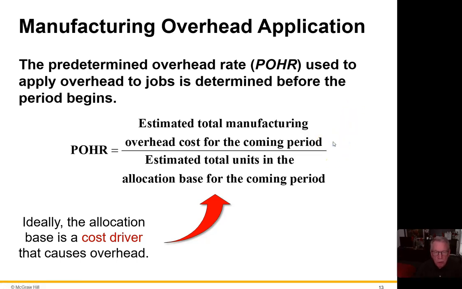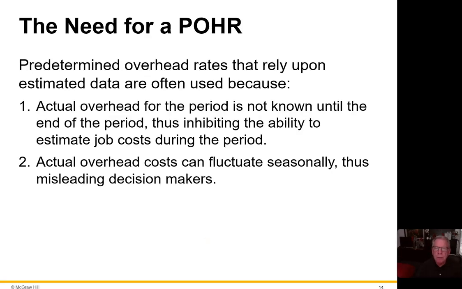Typically we do it for a full year. And then we estimate the total units in the allocation base for the coming period. Ideally, the allocation base is a cost driver that causes overhead. But generally speaking, we're going to be using direct labor hours or direct labor dollars. So how do we do that?